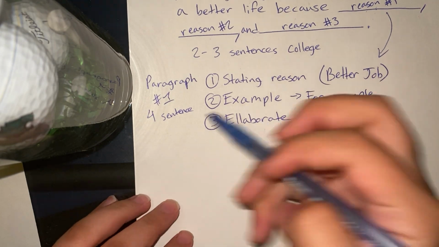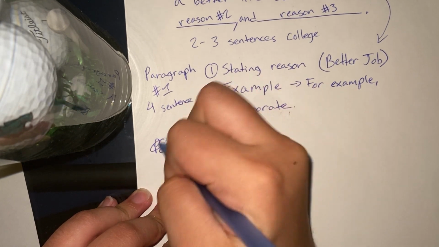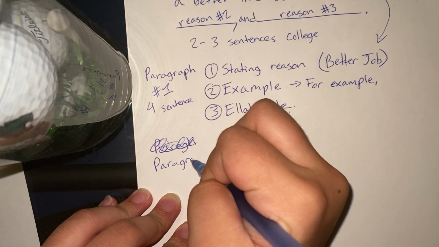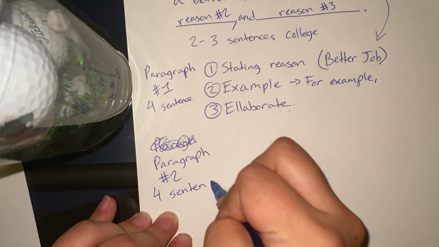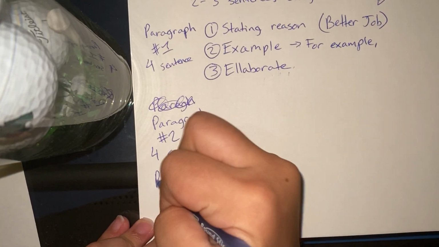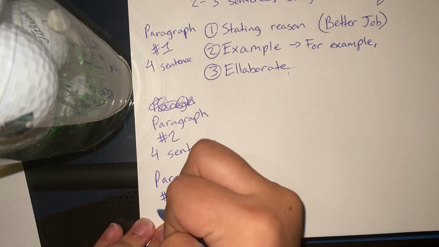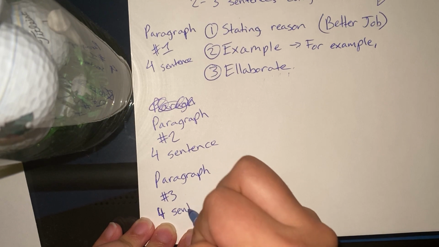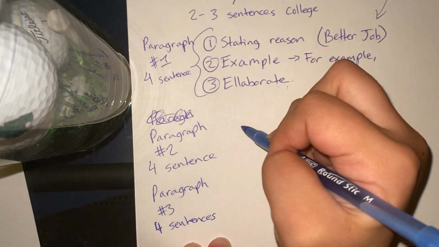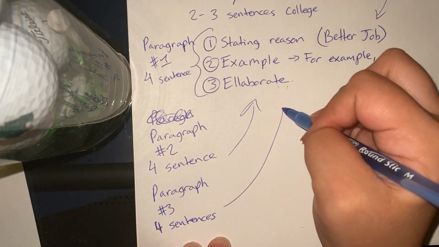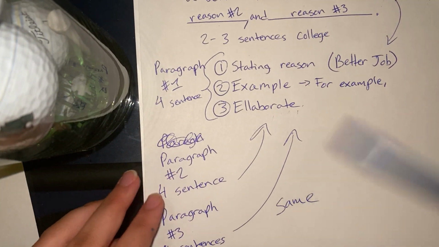So that's that, right? And then essentially paragraph 2, oh my God, I'm sorry, I'm having such a brain fart, is also 4 sentences. And the same thing, paragraph 3 is 4 sentences. So these are the same. I'm just going to run through them real quick because I already explained how you would write these paragraphs. They have the same thing.